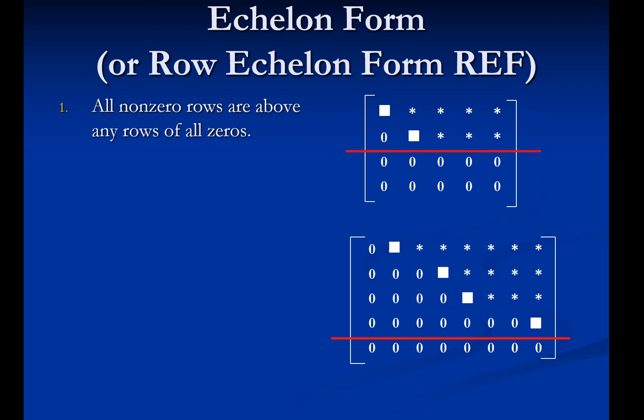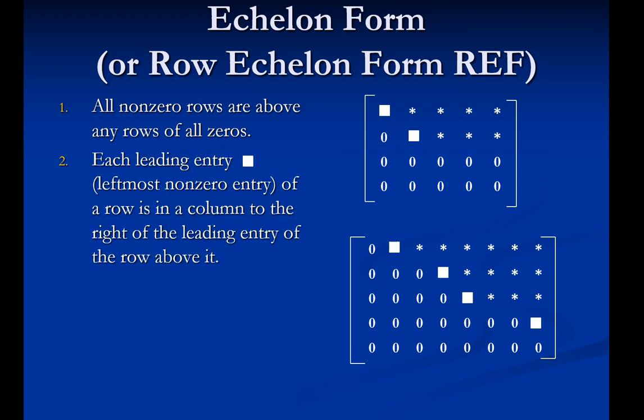Okay, so what is echelon form? This is called REF, or row echelon form. And there are three rules. The first rule is that all non-zero rows are above any rows that are all zeros. So if there are any rows that are all zeros, they have to be at the bottom of the matrix.